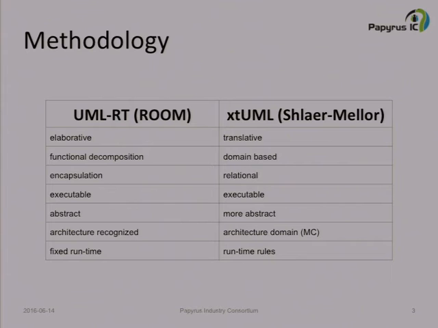UML-RT is object-oriented in that it focuses on encapsulation, where the similar idea in Shlaer-Mellor is a relational model of the data. Shlaer-Mellor is known for starting with data modeling, class diagrams, focusing on the abstractions and the relations between them.